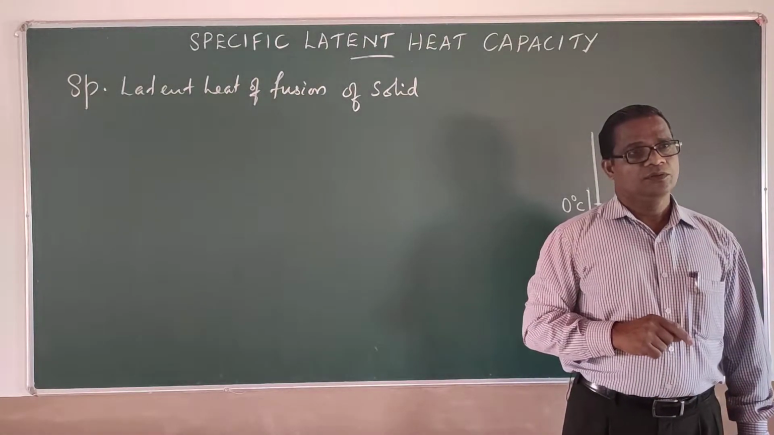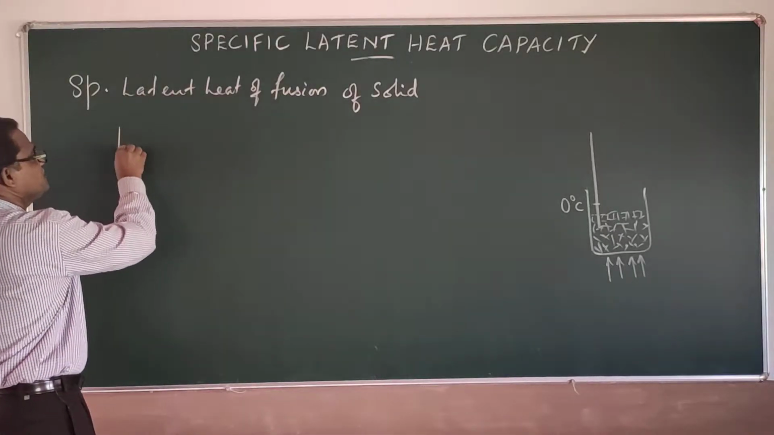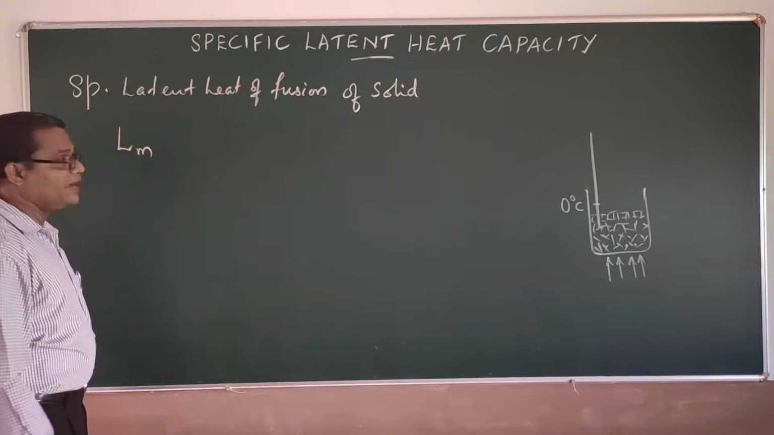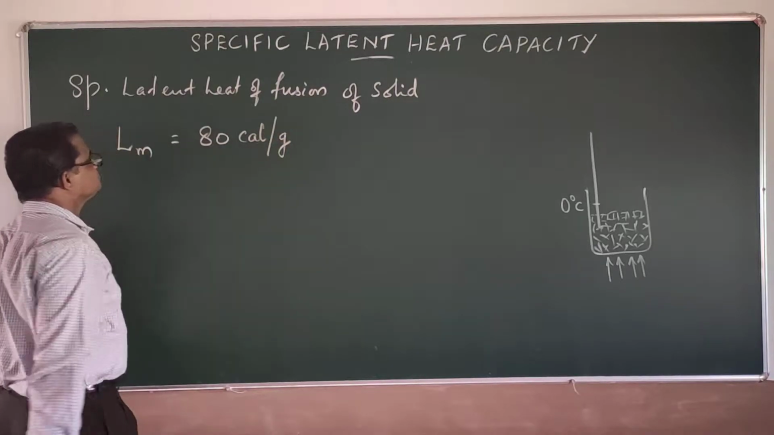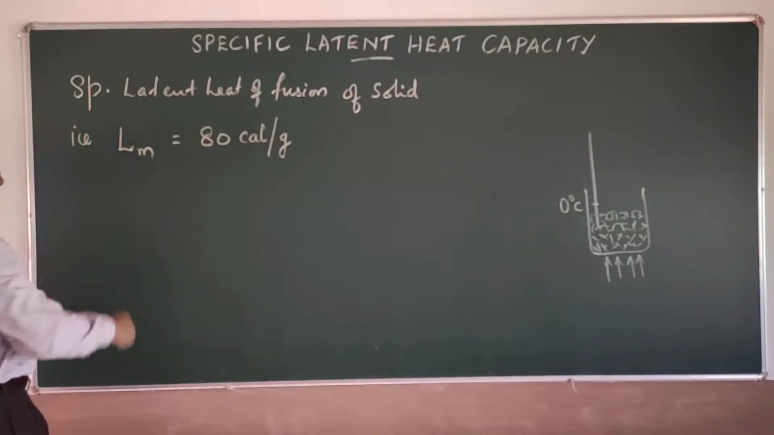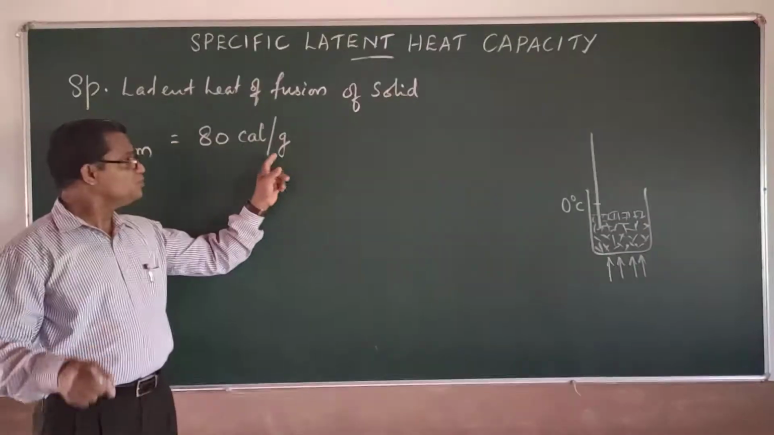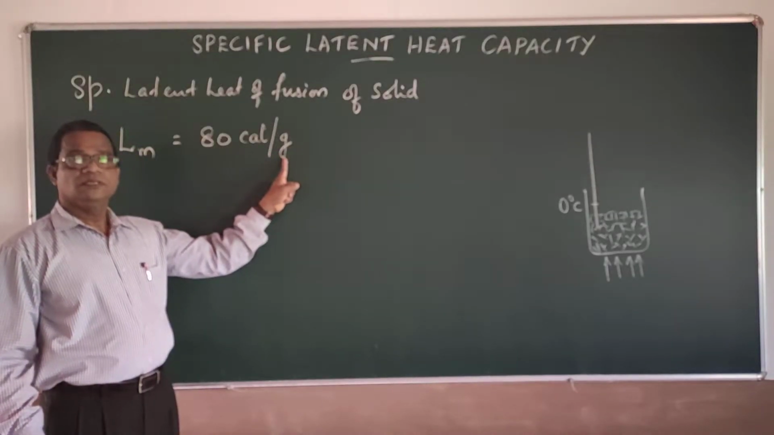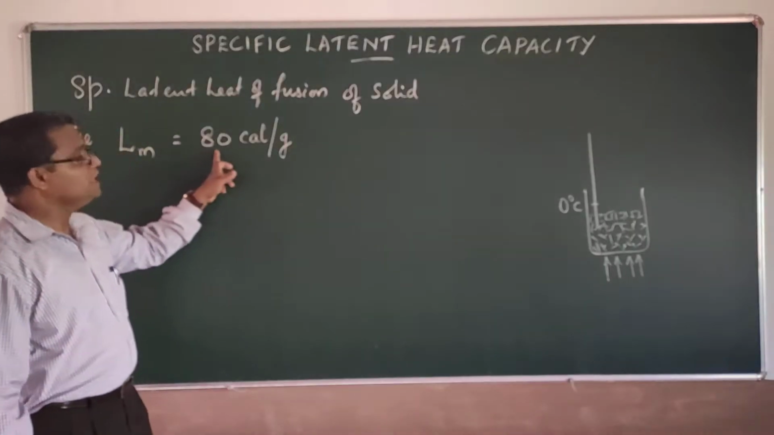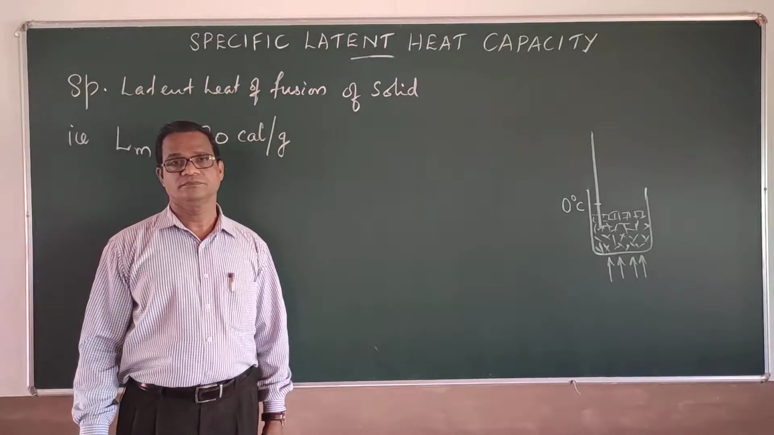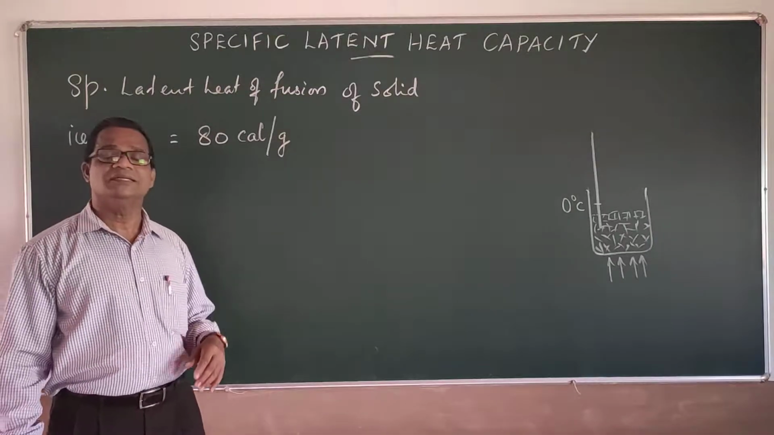If we calculate that for ice, we get the specific latent heat of melting of ice equal to 80 calorie per gram. This is for ice. What this implies is that to convert 1 gram of ice at its melting point completely into water, it takes 80 calorie of heat. Like this, each solid has its own specific latent heat of fusion.